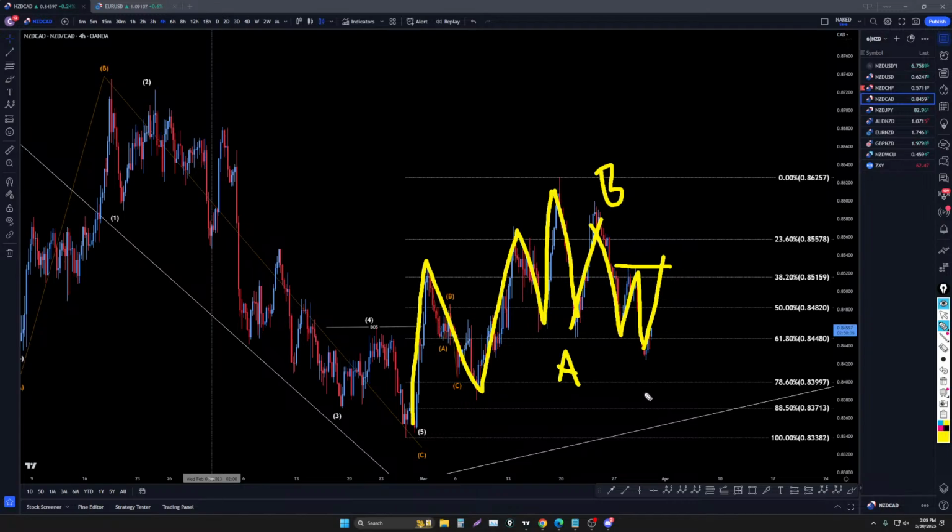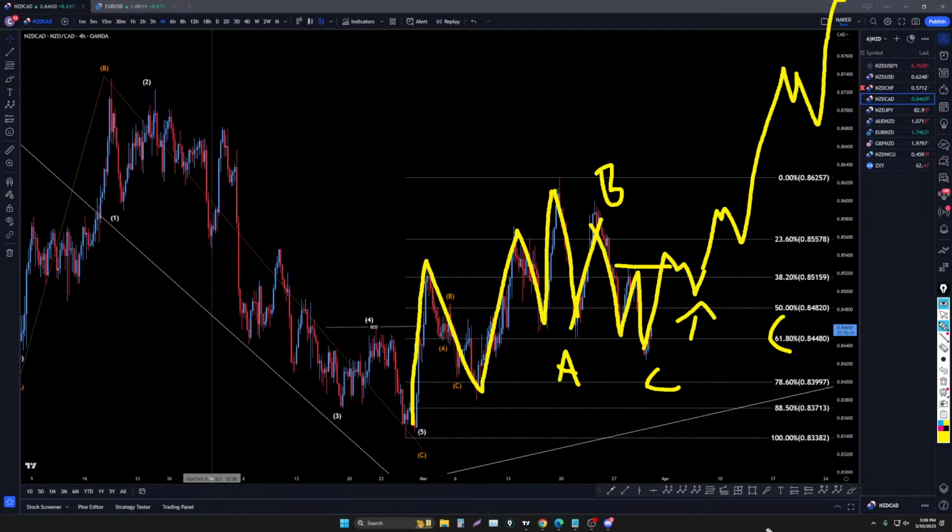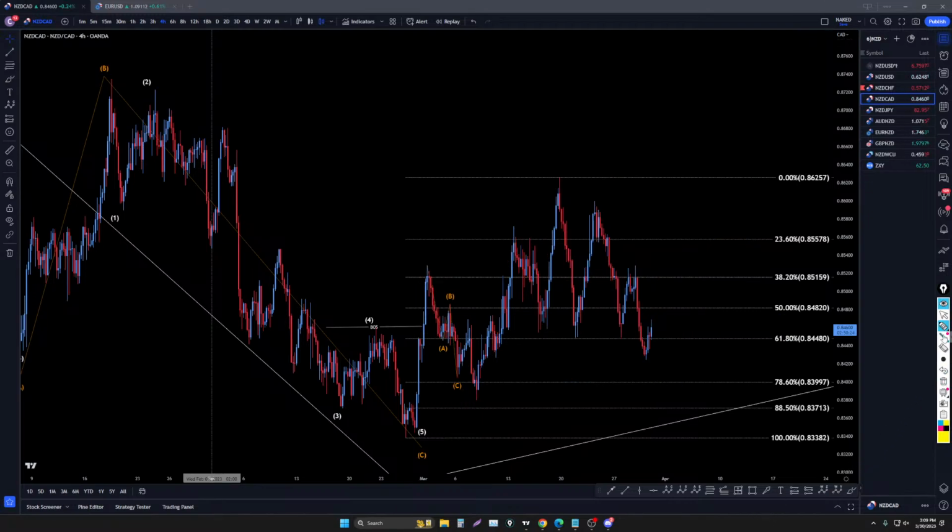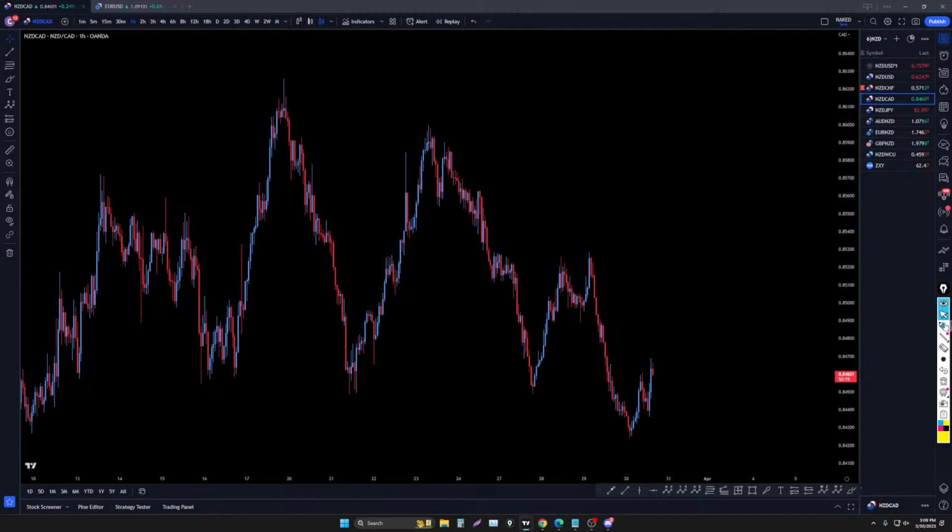Maybe on the 1 hour there is something to prove that this is over. But if it goes up and breaks structure and then makes a pullback, at the end of that pullback would actually be the much safer entry to go long for the continuation of the uptrend. So let's head down to the 1 hour time frame.